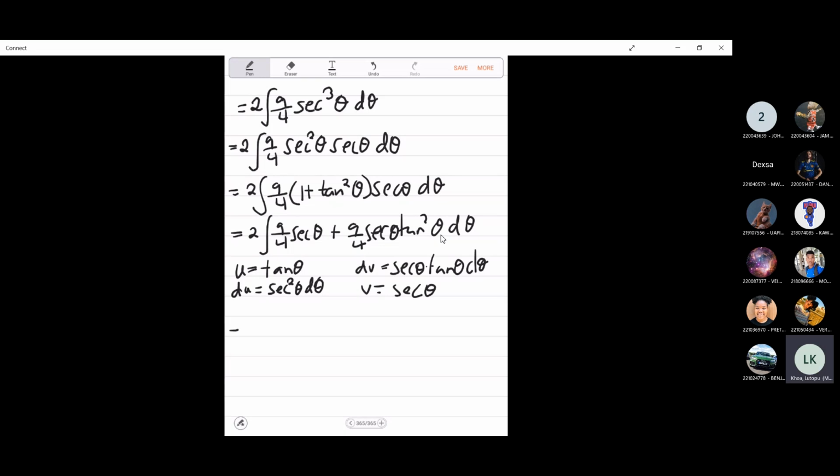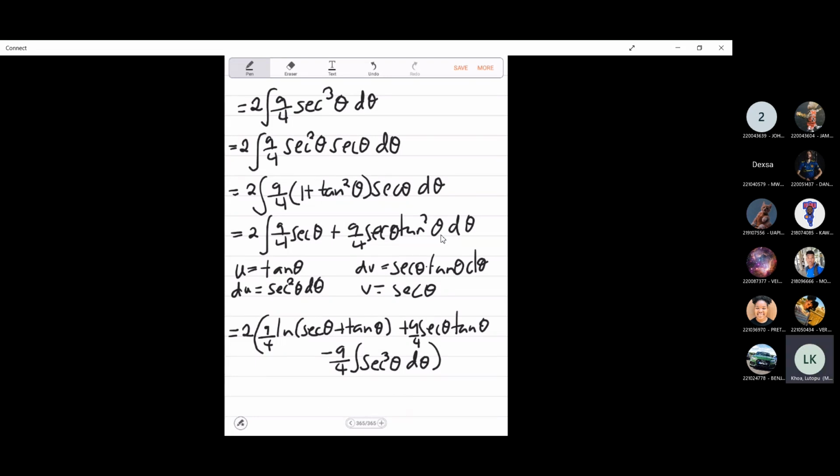Okay, so our integral, this is 2, and we have 9 over 4 ln of sec theta plus tan theta, and then u times v, sec theta tan theta, minus 9 over 4 the integral of v du, which is sec to the power of 3 theta d theta. Okay. Let's just see if it's correct.